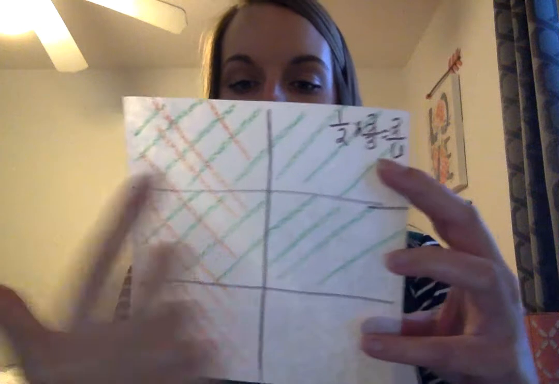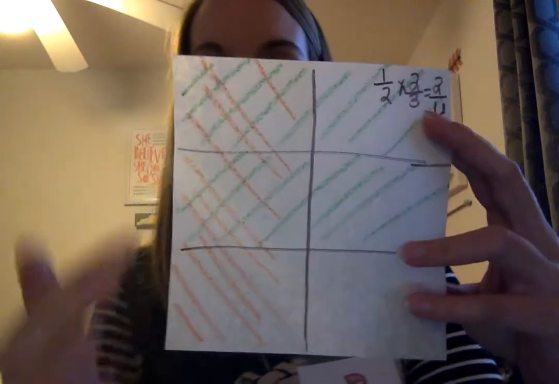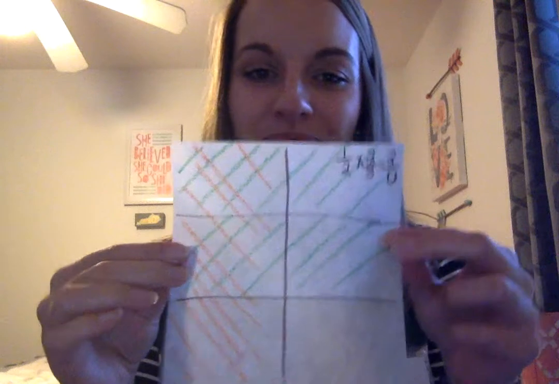So in the corner of our paper, we're going to write our fraction, 1/2 times 2/3 equals 2/6. Okay, so we have our 1/2 here and then our 2/3 here. And when they overlap, we get 2 pieces out of the 6 for our answer for our multiplication problem. All right, friends, now it's time to try one together.